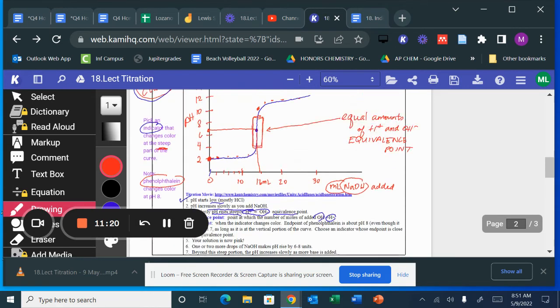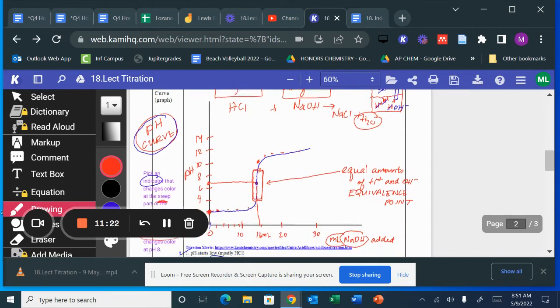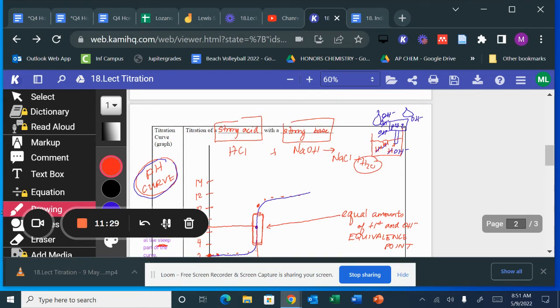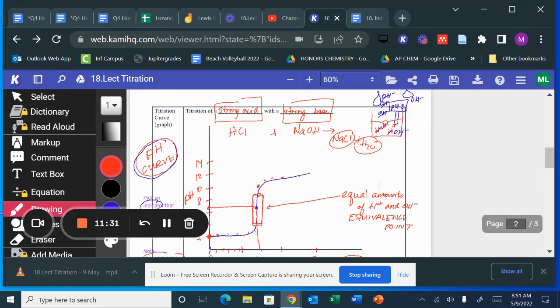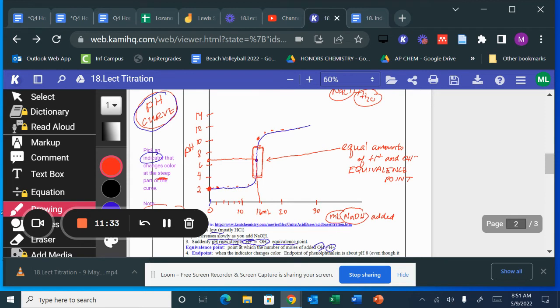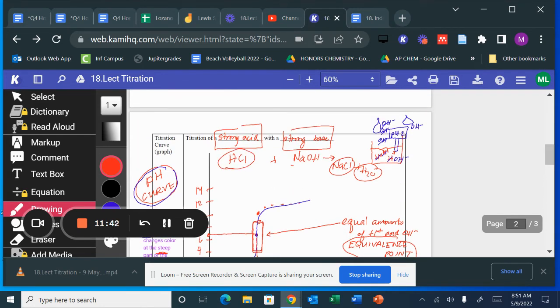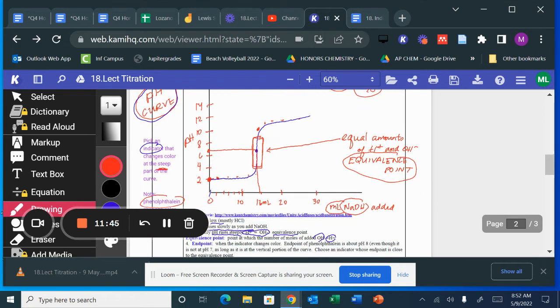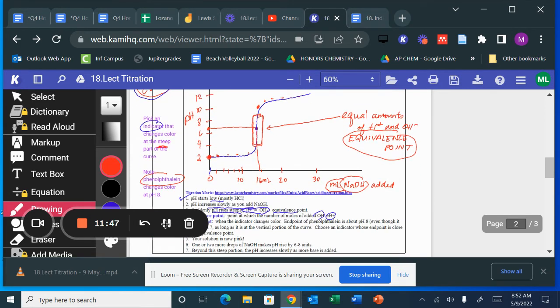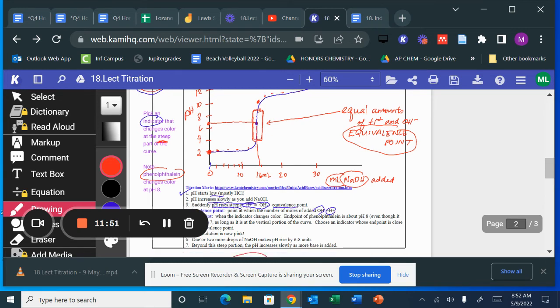Okay, let me just review what we did. This is called a titration curve. This is a titration curve for when they're both strong. When they're both strong, you get salty water. The pH is 7 at equivalence point. Equivalence point means you have equal amounts of this acid and this base. You have an indicator. You need to pick an indicator that changes color at around this area.